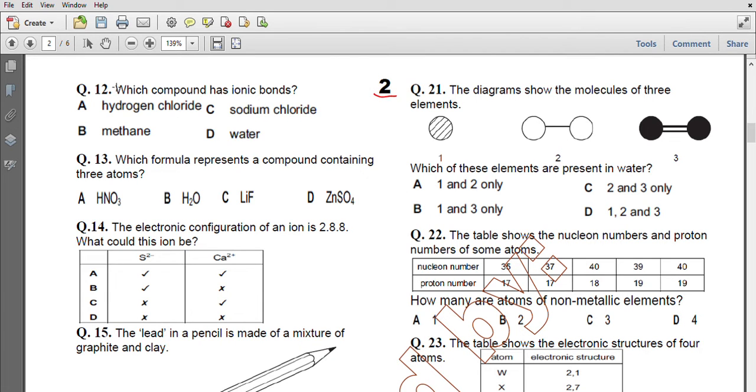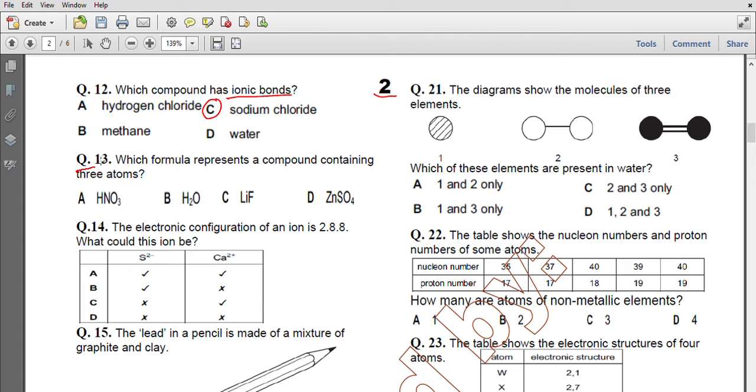Question number 12. So continuing, which compound has ionic bonds? An ionic bond is always formed between a metal and a non-metal atom, in which the metal is always going to lose electrons and have a positive charge, and the non-metal will gain electrons and have a negative charge. So there should be opposite charge attraction, so it is C, as sodium is a metal and chlorine is a non-metal, so the bond between these two must be an ionic bond.